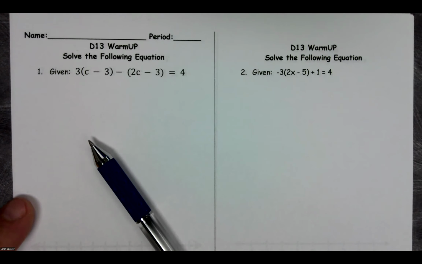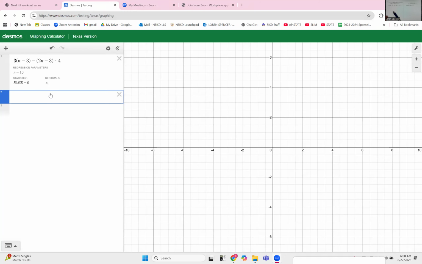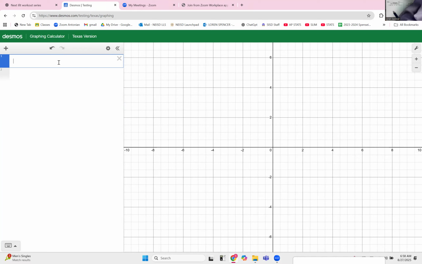So I'm going to switch over real quickly or try to share. And of course, I got something on my screen I don't want. Boom, gone. All right, let's share that. And that first problem, we have 3c minus 3 minus 2c minus 3, and we cannot use letters. The only letter we can use is the n, so 3 parenthesis n minus 3.